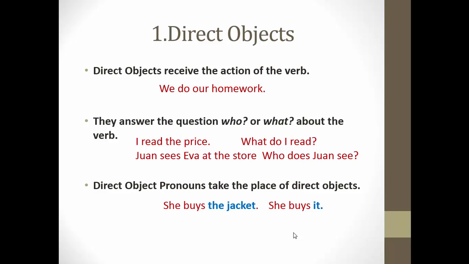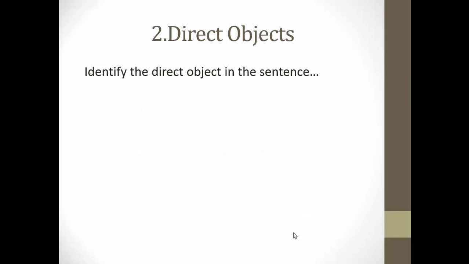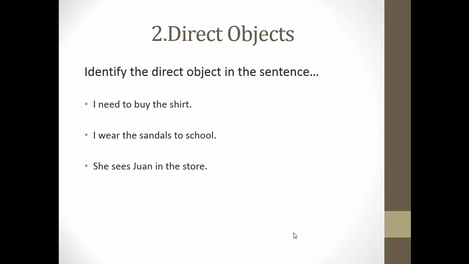Now let's refer to part 2 of your note guide. Let's identify the direct object in these English sentences, and then we'll talk a little bit more about direct object pronouns in Spanish. I need to buy the shirt. I wear the sandals to school. She sees Juan in the store. They buy their dresses for the party.